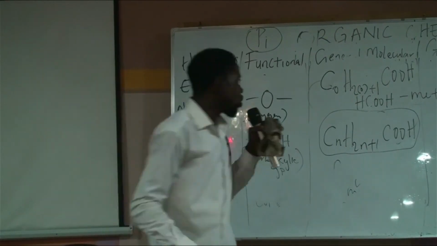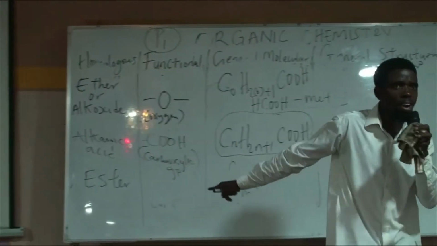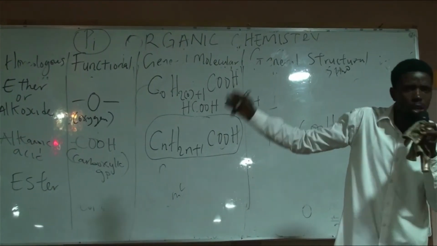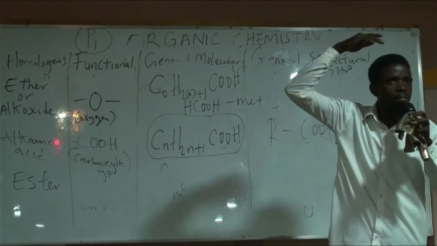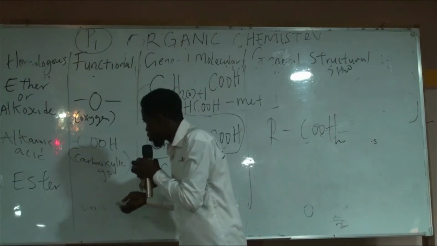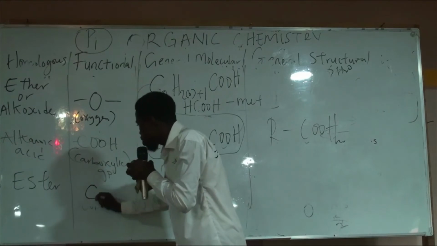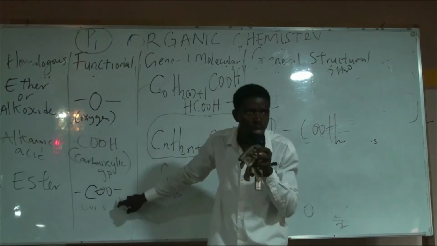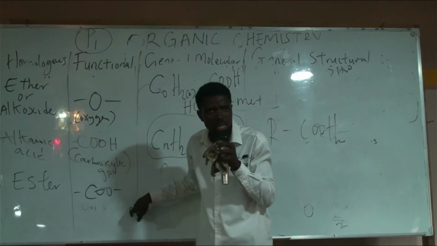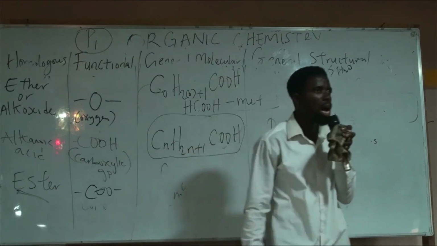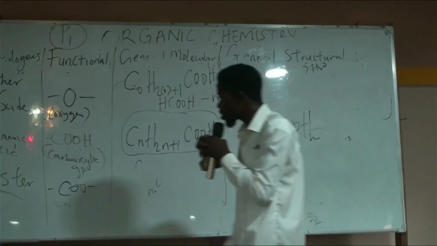So listen. Now, an ester. Very important. How do you form an ester? Esterification. Give me an example of an ester. Fats and oil. The functional group is COO without the hydrogen. COO without the hydrogen is the functional group of what? An ester. Another name of an ester is alkanoate.